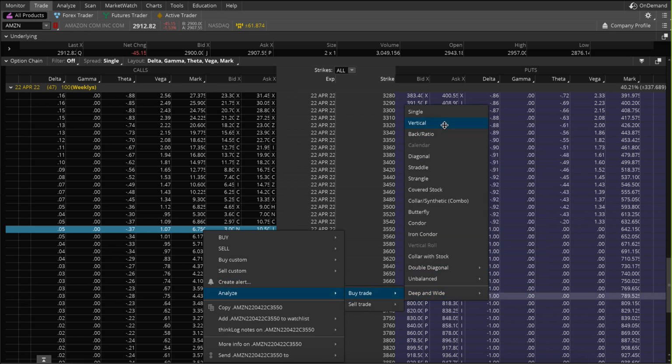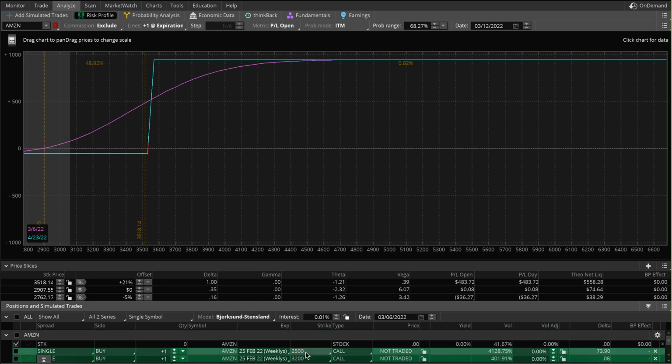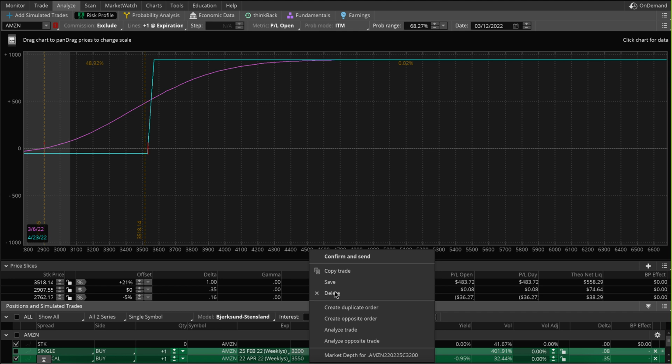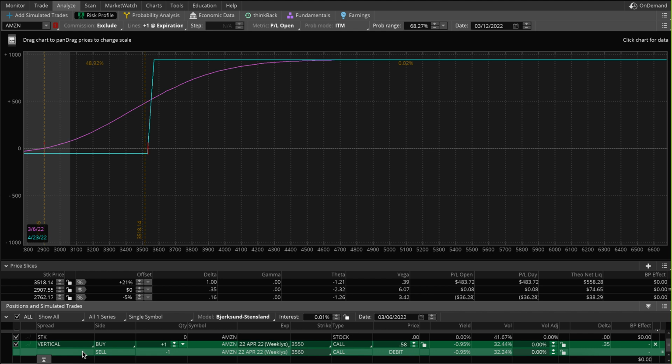I'm sorry, vertical call spread. I gotta clear out some of these old processes. Another word for debit call spreads is vertical call spreads. As you see, the spread between these two contracts that we were looking at, the difference between them, is 0.58, which equates to $58.